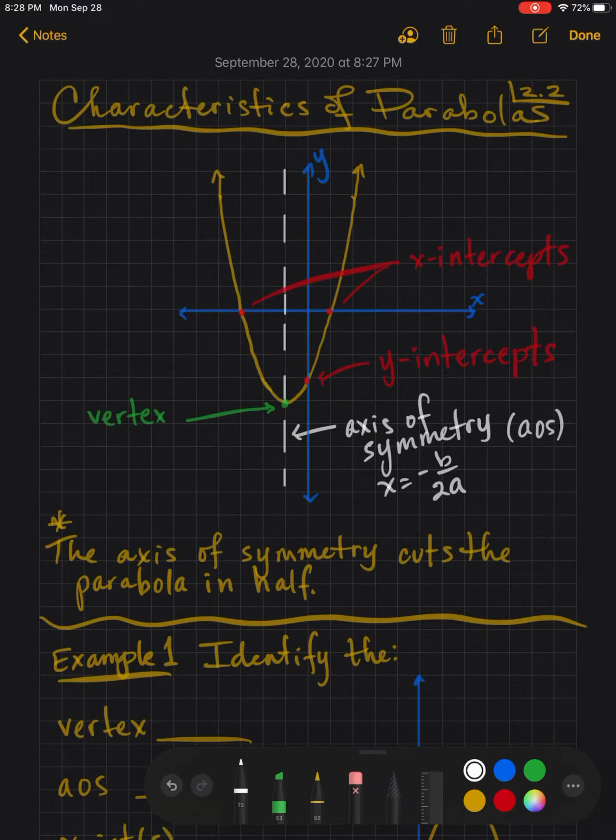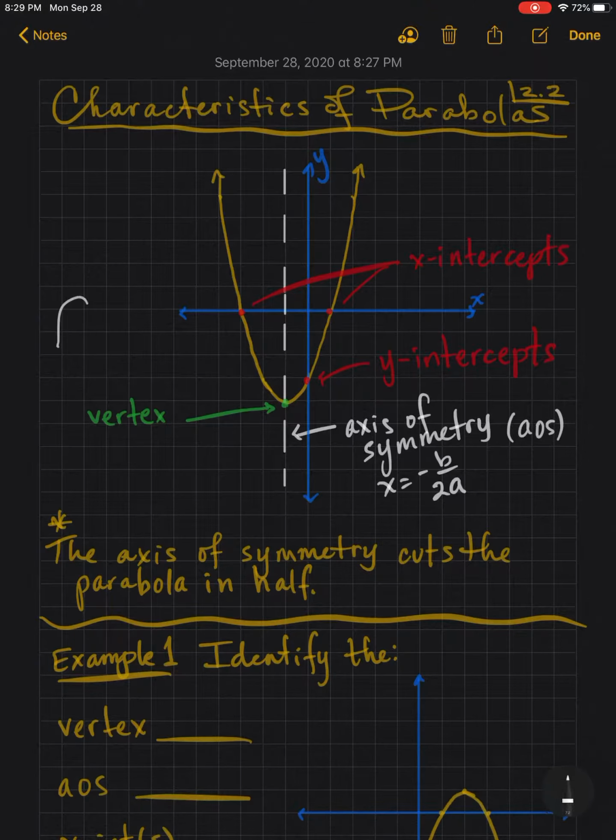Today's lesson is on the characteristics of parabolas. First of all, let's notice that the x and y intercepts are where the parabola touches the x-axis, and the y-intercept is where it touches the y-axis. The vertex is always going to be either the lowest point or the highest point.